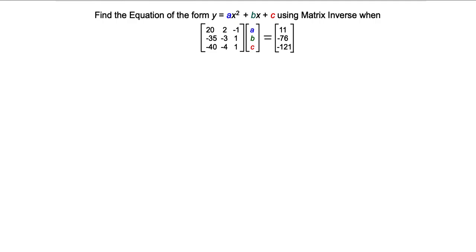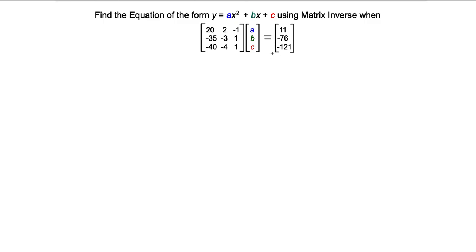Find the equation of the form y equals ax squared plus bx plus c using matrix inverse, when you have a product of two matrices which equals the matrix 11, negative 76, and negative 121. So how do we use an inverse?